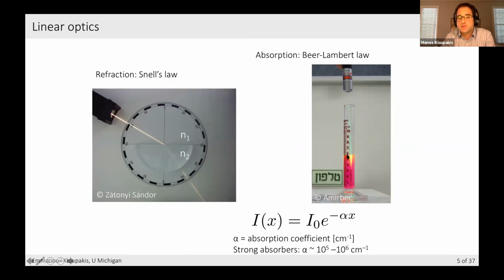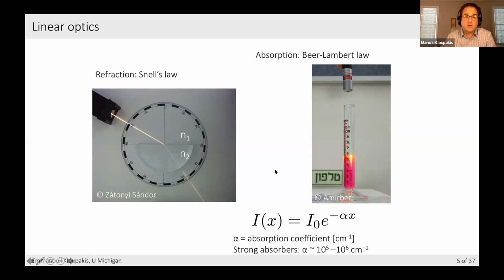Another coefficient is the absorption coefficient, which defines the loss. If you shine a beam into a material, you see that there's an exponential decay of the intensity as the light propagates through the material. The coefficient that describes the decay is the absorption coefficient, in units of inverse length. It tells you how deep in the material the light can penetrate before it gets absorbed. For a strong absorber, the absorption coefficient alpha is in the range of 10^5 to 10^6 inverse centimeters, which means that light gets absorbed in the first 100 nanometers or so in a strong absorber. Just to put things into perspective.